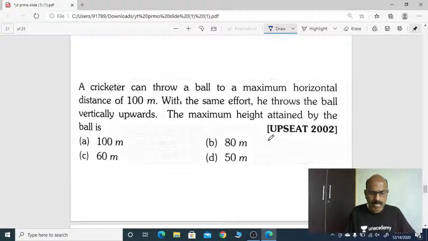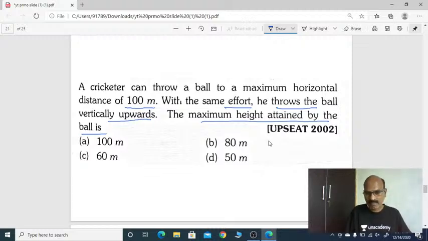A cricketer can throw a ball to a maximum horizontal distance of 100 meter. With the same effort, he throws the ball vertically upwards. The maximum height attained by the ball is? A cricketer can throw the ball to a maximum horizontal distance, given as 100 meter, right? What is the maximum height attained when thrown vertically upward?